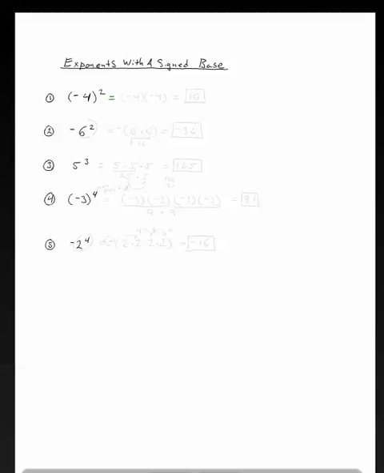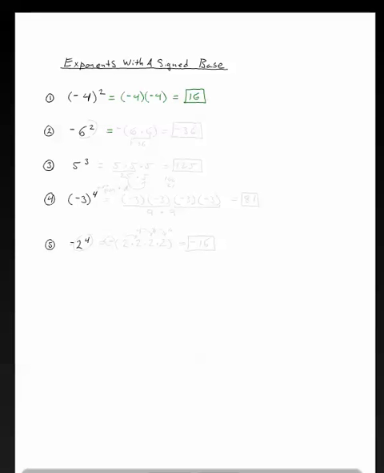So the negative is being grouped with the 4. And we want to take that to the power of 2. So that means we have to multiply the negative and the 4 by itself twice. Well, a negative times a negative is positive, so we know our answer will be positive. And 4 times 4 is 16. So we get positive 16.